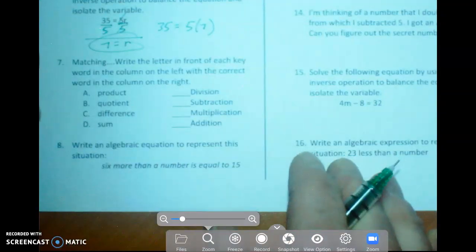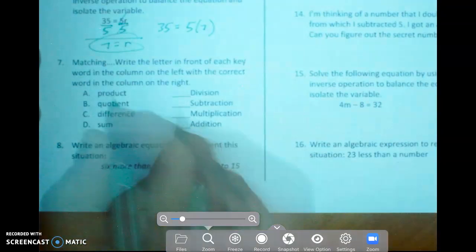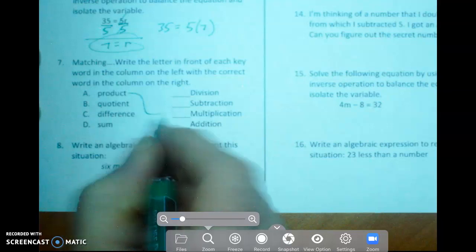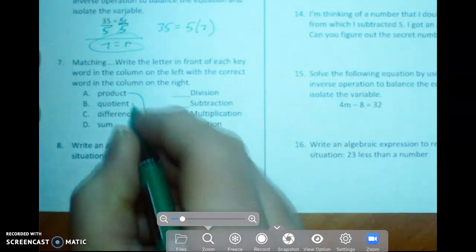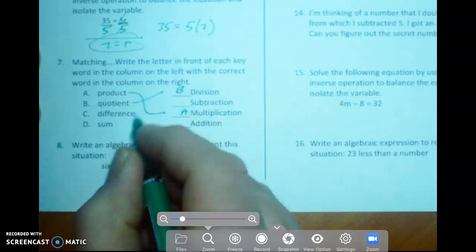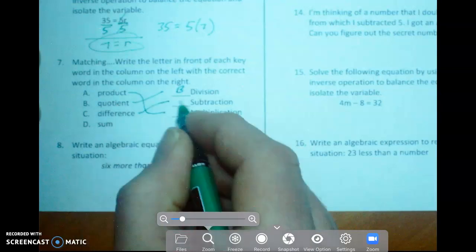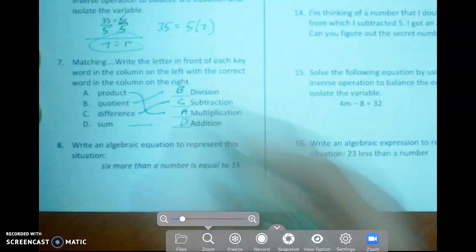Got a little matching section here. Match the letter in front of each word in the column on the left with the correct letter in the word on the right. So product means multiplication. Quotient means division. Subtraction, that's difference. And sum is addition. So B C A D.